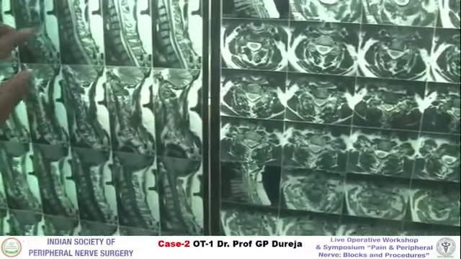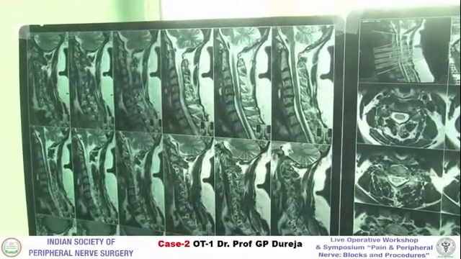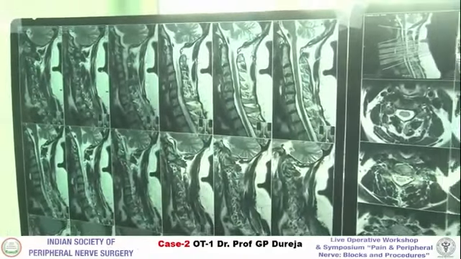She has a left-sided radicular pain, and you can see the disc bulge, which is causing pressure on the left-sided root.